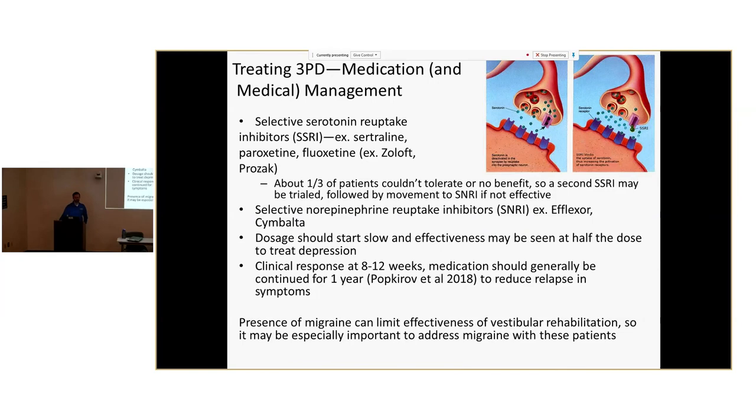So medication management is something to be aware of. Generally, the frontline medication seems to be the selective serotonin reuptake inhibitors, like Zoloft or Prozac or sertraline. That affects how long the serotonin stays within the synapse. About a third of patients can't tolerate it, so a lot of times patients will go through more than one serially, and then they'll try an SNRI, a norepinephrine reuptake inhibitor, later on. They generally start slow with their dosage, and it doesn't need to be as high as you would use to treat something like depression, and the clinical response should be about 2 to 3 months.